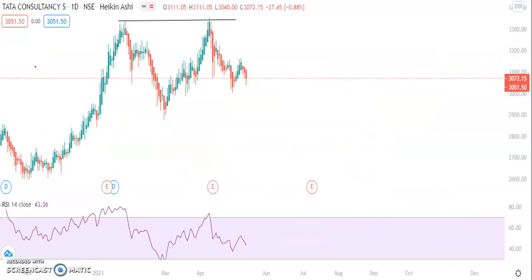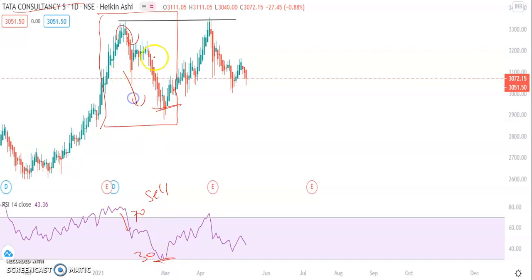Okay, so this is TCS and this is our reference setup where the resistance took a turn, goes below 70, so it is a sell, and then it reached 30 and then the market actually went down. So this is a reference setup. You keep this as a reference and wait for the next setup where the market went down, RSI goes below 70, you take a sell position here, and then the market is currently in the downtrend.